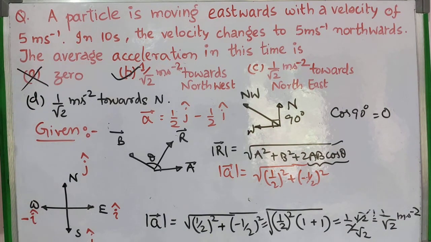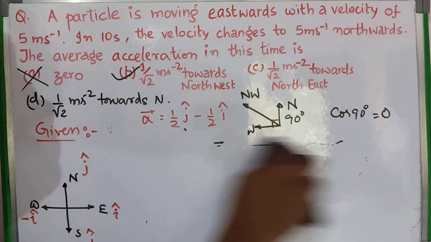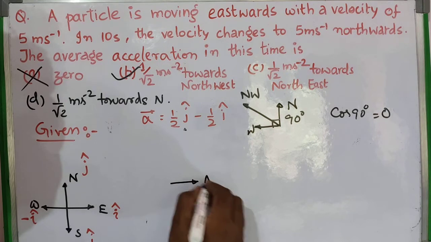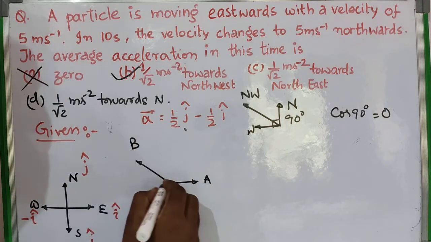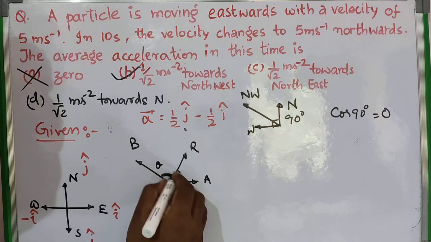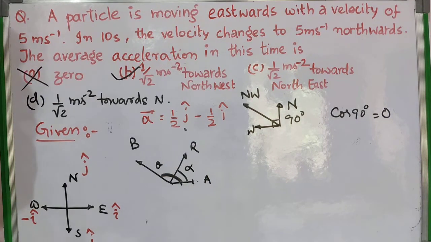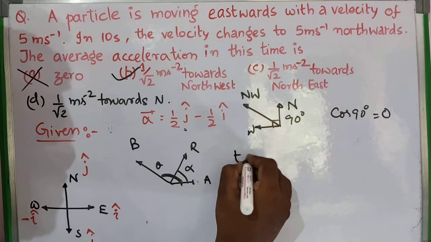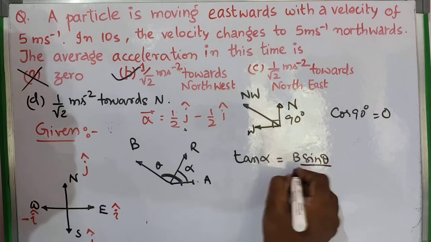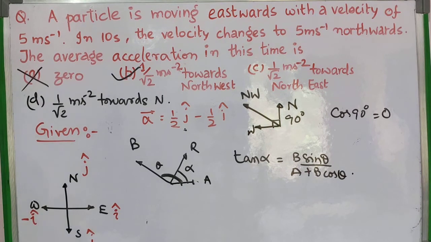Now let's come to the direction part. So how to find the direction? If we have two vectors, say A, B, again I am repeating, we have resultant R. The angle between the two vectors is theta. The angle between one vector and the resultant, let me call it alpha. In order to find this alpha, you can write tan alpha is equal to B sin theta by A plus B cos theta.